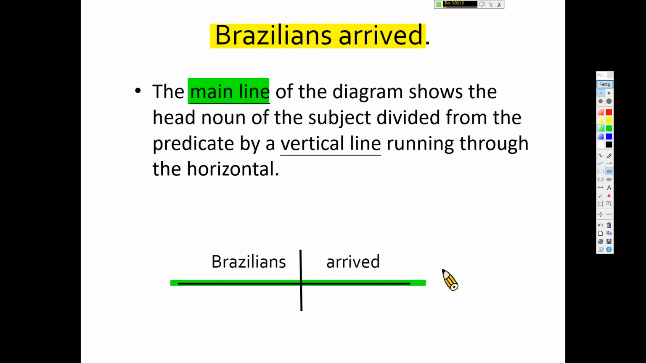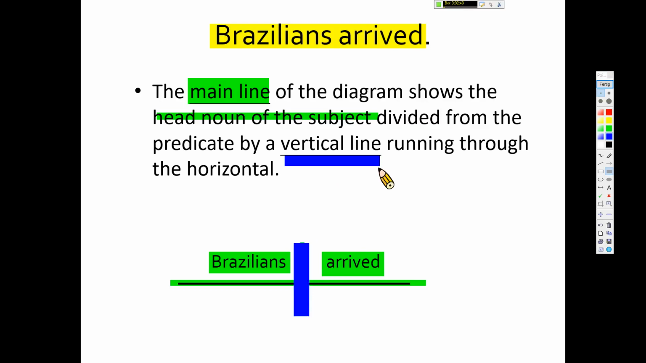This is the main line, and the main line of the diagram shows the head noun. This is the head noun of the subject, and it is divided from the predicate by the vertical line. This one is a vertical line, just as we have pointed out here, right? The vertical line is used to divide the subject and any kind of verb. So the subject and verb are divided by a vertical line. This is the first single chart we would like to learn.